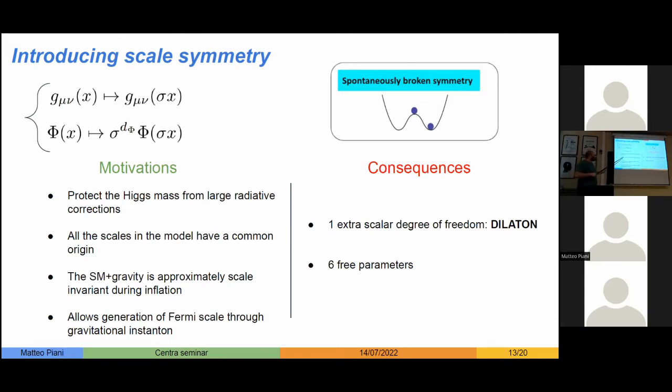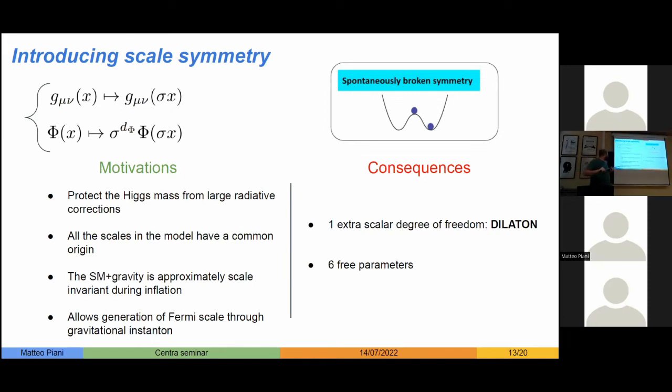Second thing is that all the scales in the model, in this case just the Fermi scale and the Planck scale, will get a common origin. So it's always nice to say that you have scales that come from the same thing, although they are very different. Another motivation is that if you take the usual standard model plus gravity, just the action like that, when you go to large field values of the Higgs, the ones relevant for inflation, you get a model that is approximately scale invariant. So a good guess is, maybe this is an underlying symmetry of my theory and it's not just something that is appearing.